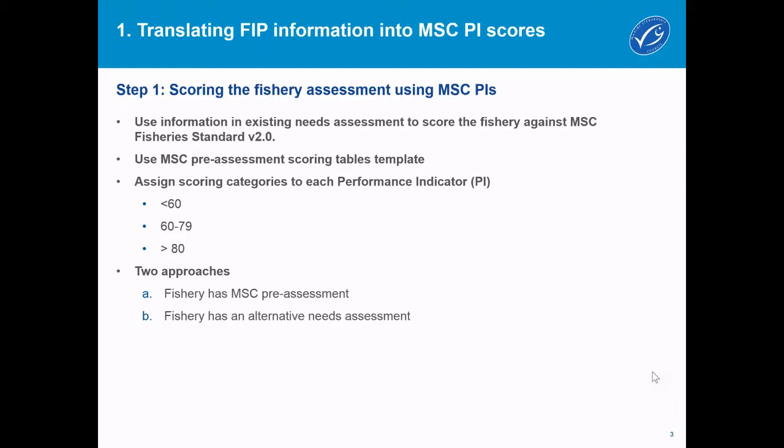So the first step in translating your FIP information into MSC PI scores is scoring your fishery using MSC PIs and the requirements. Now, the first thing to say is that at the moment, the MSC Fisheries Standard being used on the FisheryProgress website is version 2.